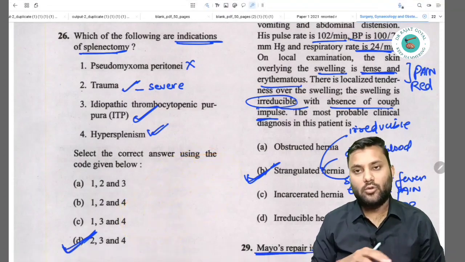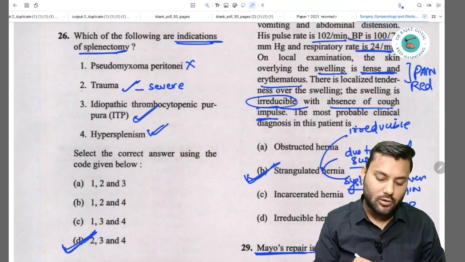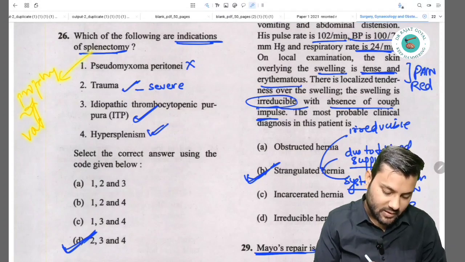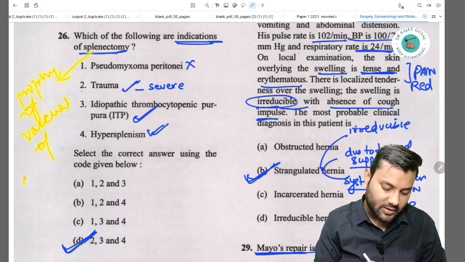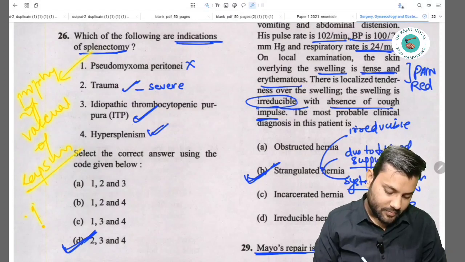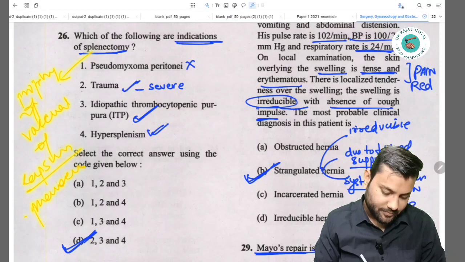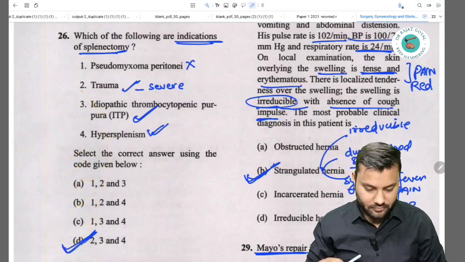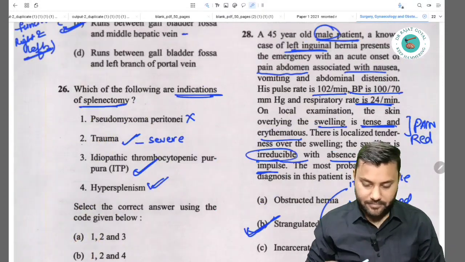And whenever we have to do a splenectomy, we also have to give prophylaxis of vaccination against capsulated organisms such as pneumococcus, streptococcus, etc. So the answer here is D.